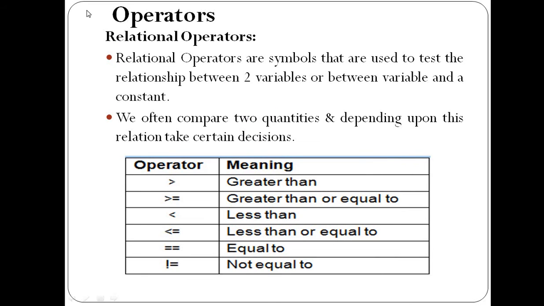Now next, the second type of operator is the relational operator. Basically its meaning is relation. It specifies the relation between two values. Relational operators are symbols used to test the relationship between two variables or between a variable and a constant. We often compare two quantities and, depending upon this relation, take a certain decision. That means depending upon the two values we can take a certain decision.